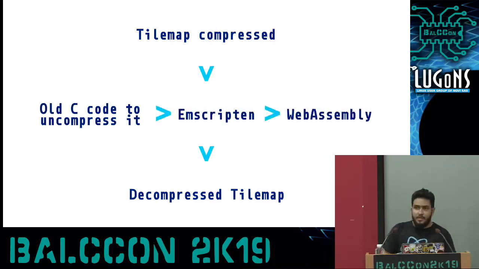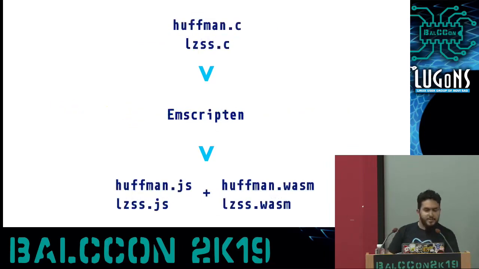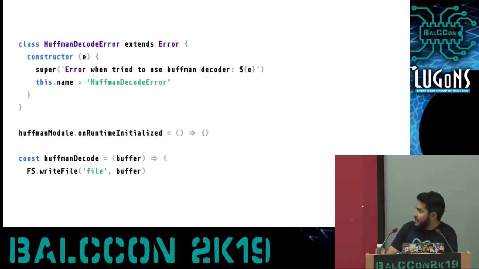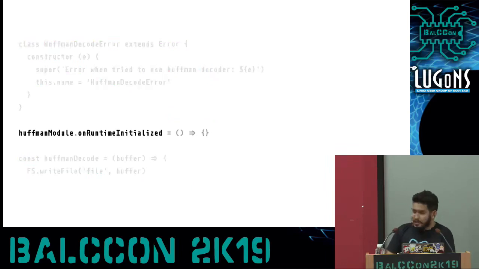So what we did is to use Emscripten. I don't know if you've heard of it, but basically Emscripten generates the WASM files and JS wrappers around them so that we can use those WASM files. So we used it for Huffman and for LZ77. And this is part of our decoding code. And this is another thing I'd like to highlight. I don't think you can read it.